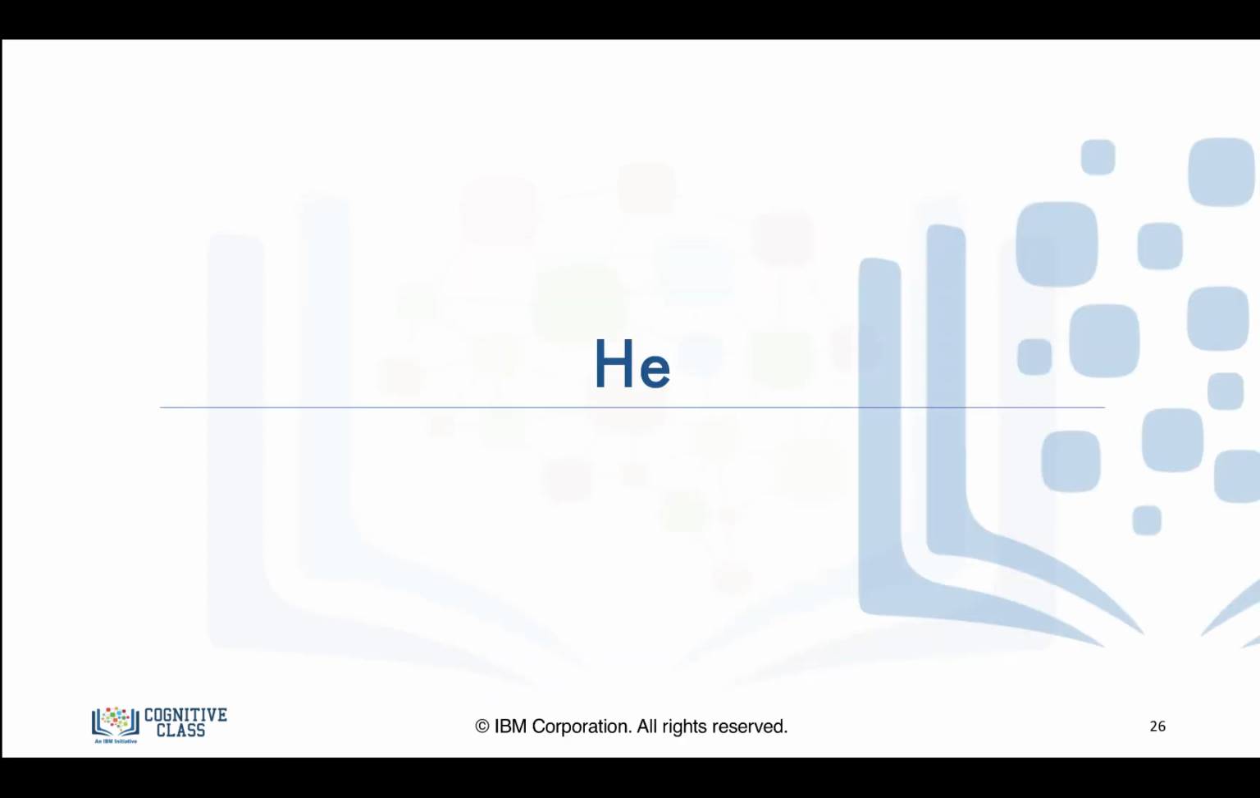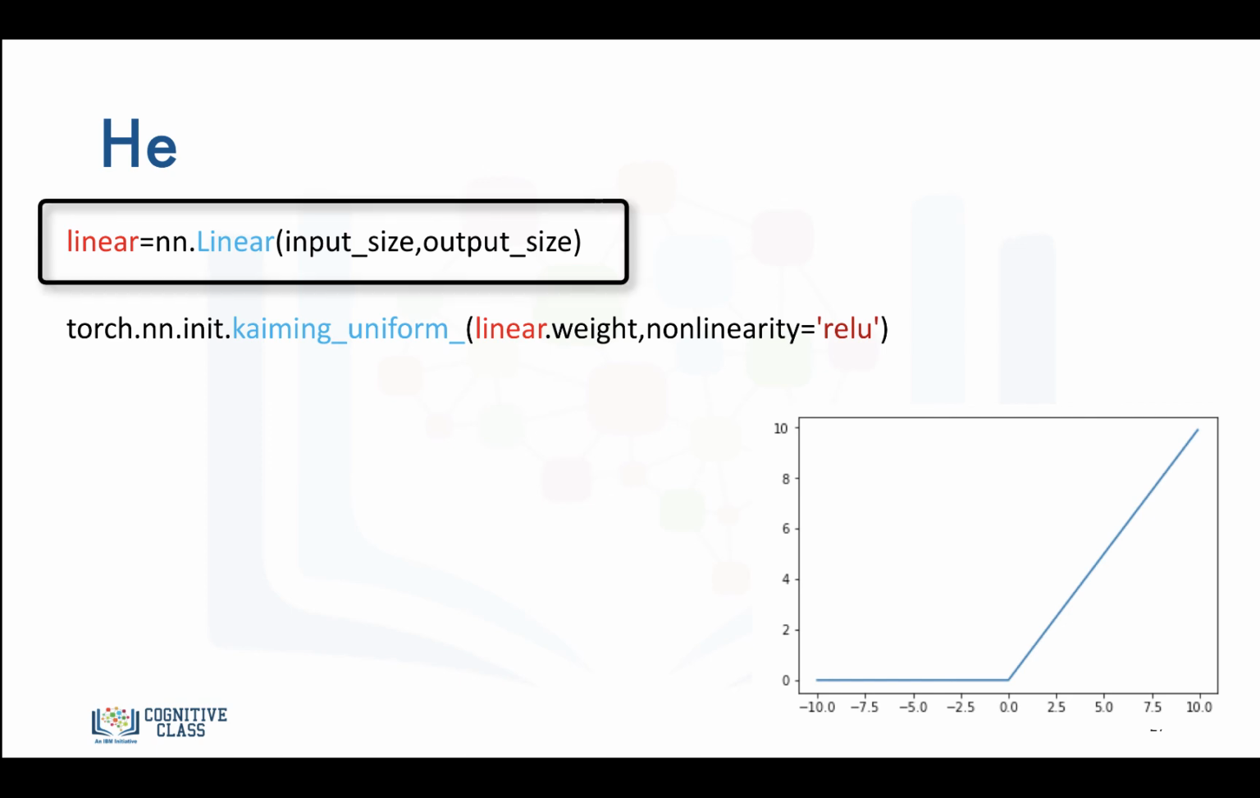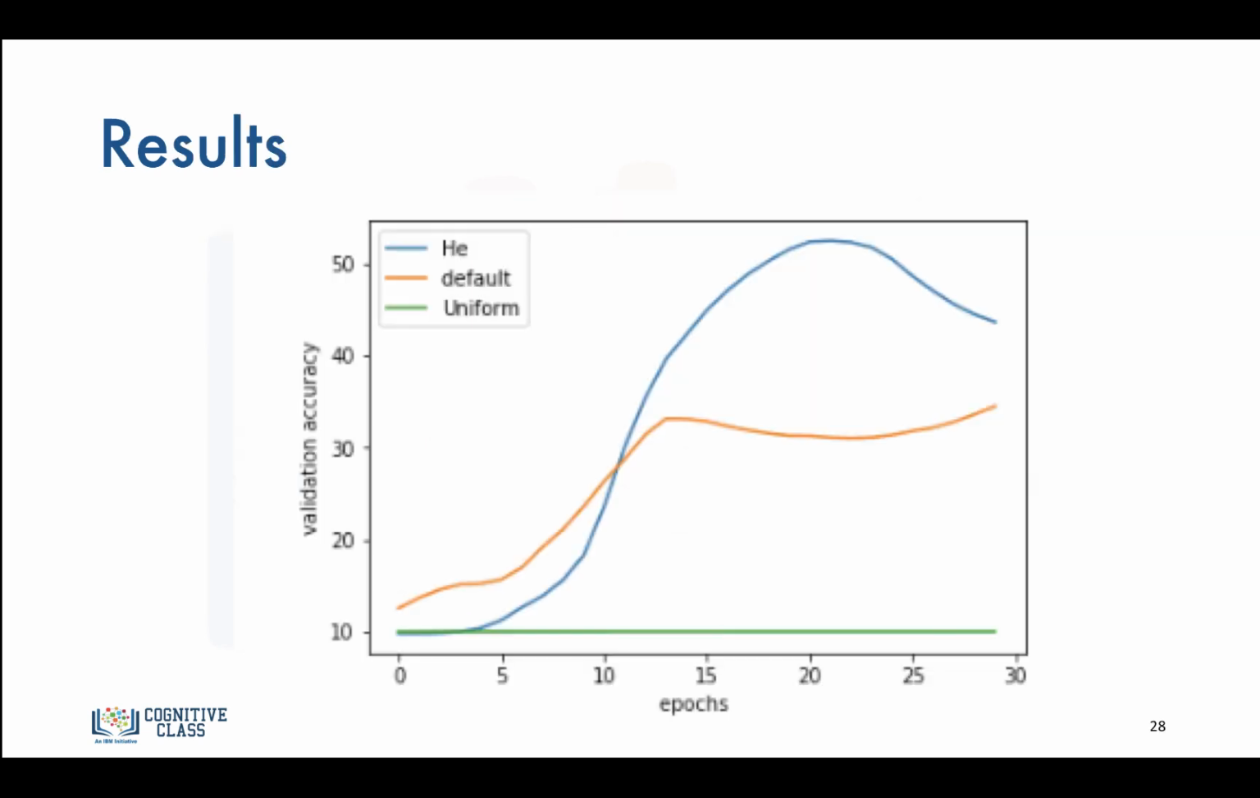And there's also the He initialization. The process is pretty similar. You initialize your linear object, and then from the module init, use the following function, and your input is the data attribute's weight from your linear object. And in this case, you have to set the type of activation function. We're going to use the ReLU activation, and that's pretty much it. So let's check out the results. As you can see, this method performed better on the validation accuracy as well. And that's it.